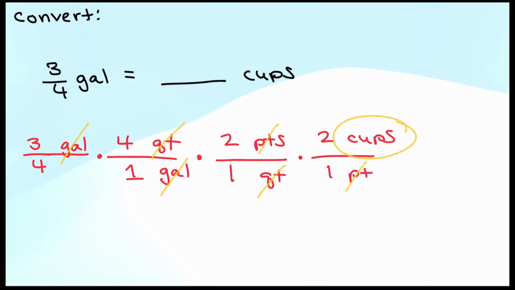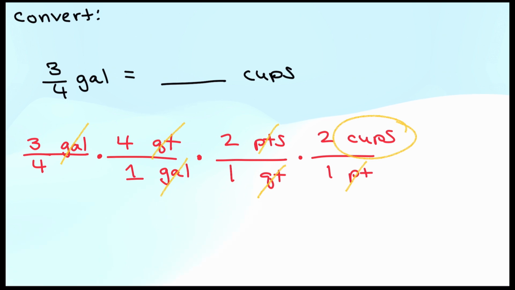And then finally, 1 pint is 2 cups. Notice I put the 1 pint on the bottom, so the pints cancel out. And I am left with cups, and that's what I wanted. Again, you can always double check the math with the units, and that tells you whether or not you have the problem set up correctly.